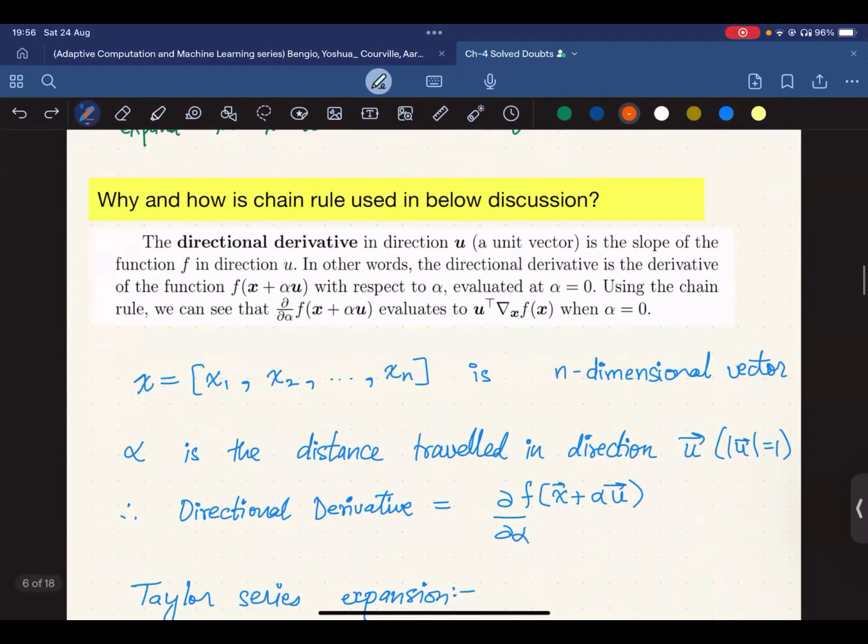So here we can see why we are differentiating with respect to alpha: it is because alpha is the distance traveled in the direction where we are trying to estimate f of x. We have chosen a direction u, and if we move alpha units in that direction from the initial point x, we get f of x plus alpha u. And we want to estimate how much the function value f of x plus alpha u changes by moving a small distance alpha in direction u. So that is the reason we are differentiating with respect to alpha, not x here.